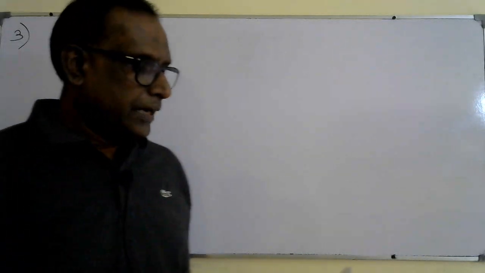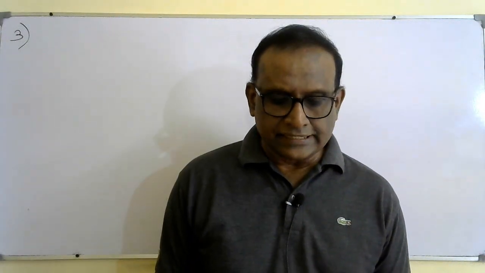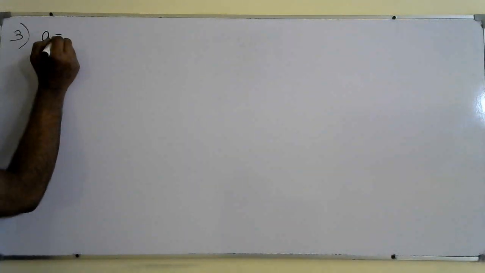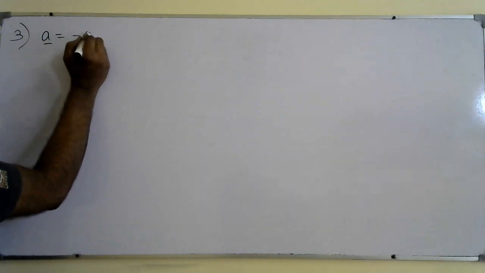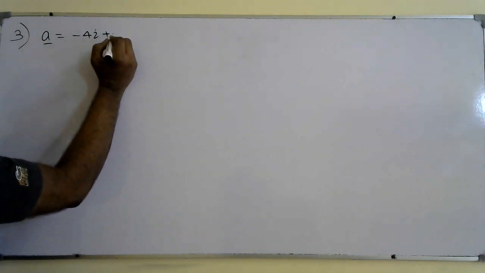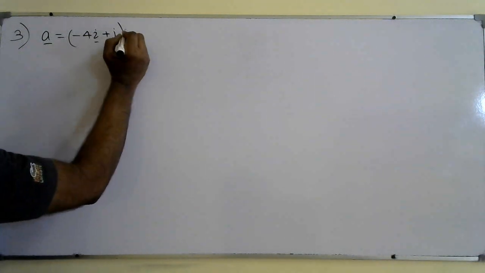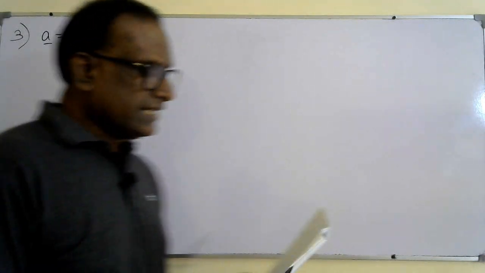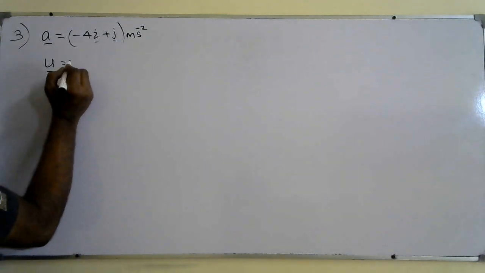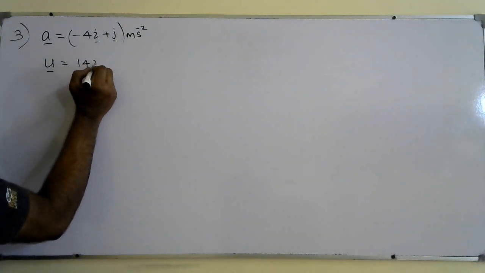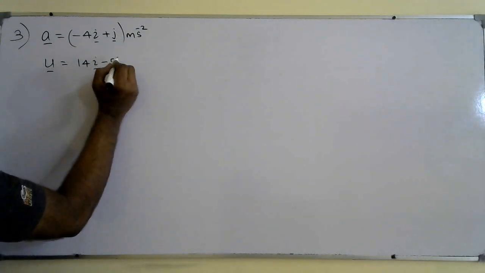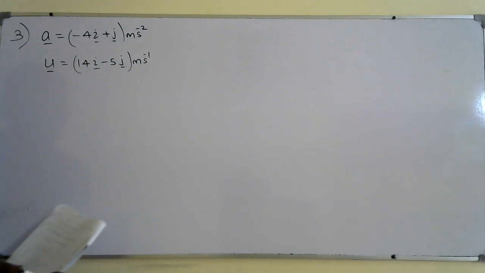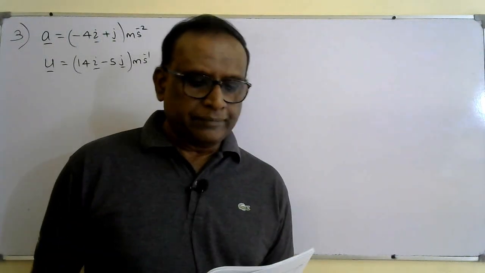Okay, question number 3. A particle P is moving with a constant acceleration of minus 4i plus j meter per second squared. So that is a equal to the vector minus 4i plus j meter per second squared. At time t equals 0, P has a velocity, that is the initial velocity, of 14i minus 5j meter per second. Find the speed of P at time t equal 2 seconds.